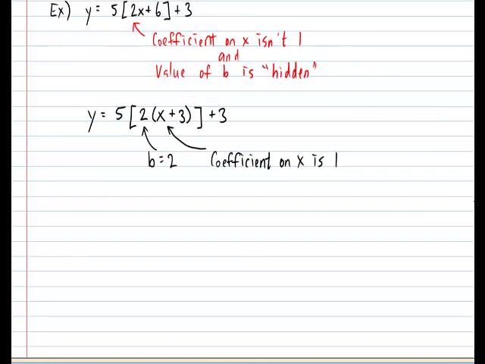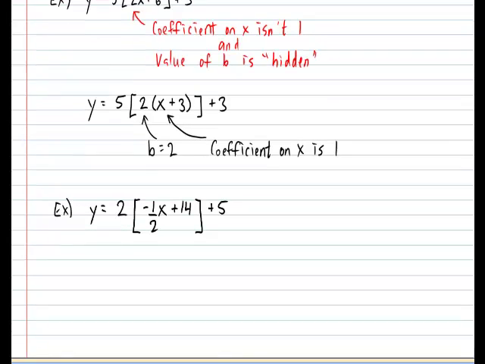So I would like you to put example. And let's fix this rule. Y equals, how about 2, inside the greatest integer bracket, it's negative half x plus 14, and the k is, how about plus 5. Now this is not written in proper format because the coefficient on the x is not 1. So let's fix it.